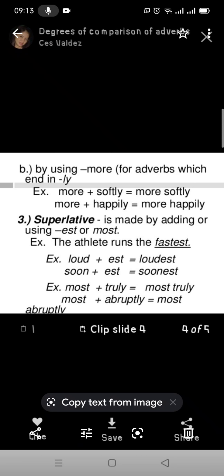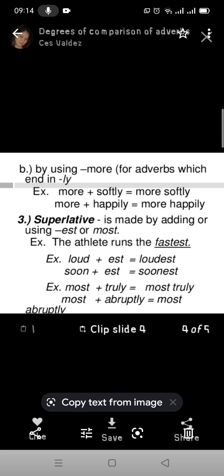Now, superlative degree. Superlative degree, or the third degree of adverb, we use when we compare one person or one object with all. A superlative degree can be formed by adding est or the word most. For example, the athlete runs the fastest. Fastest is the superlative degree, third degree of adverb, meaning we are comparing the athlete with all the athletes. And with the superlative degree, the article the must be used.